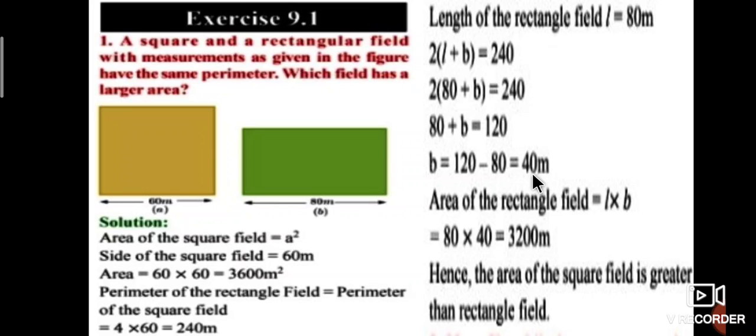Therefore, the area of the rectangle field is equal to length into breadth, that is 80 into 40 is equal to 3200 meter square. Hence, the area of the square field is greater than the rectangle field.